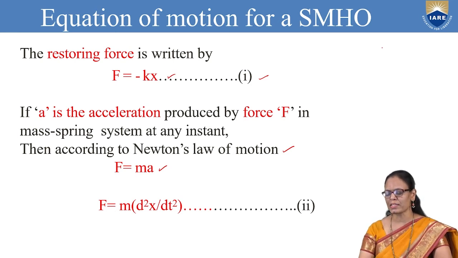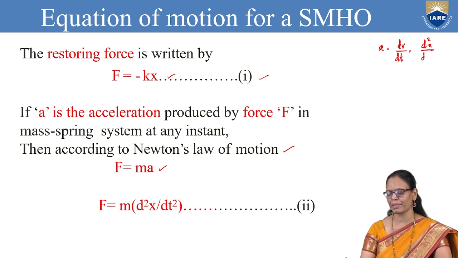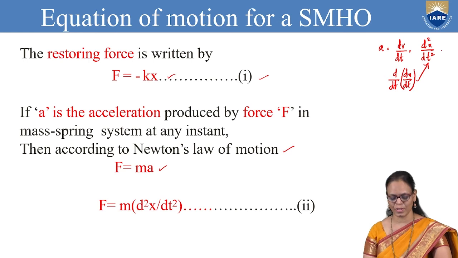Acceleration, and acceleration is given by the rate of change of velocity, or it is also written as d square x by dt square, because velocity is the rate of change of displacement. So I can write it otherwise, d by dt of what is velocity? dx by dt. That's why we are getting d square x by dt square. So we are writing F is equal to ma as F is equal to m into d square x by dt square. Let this be equation 2.